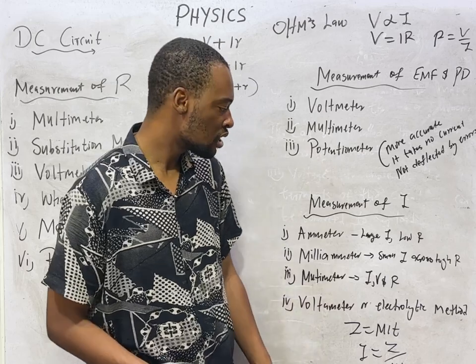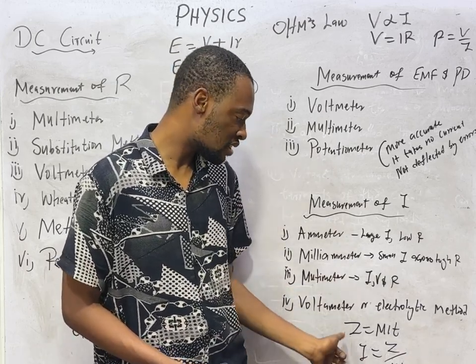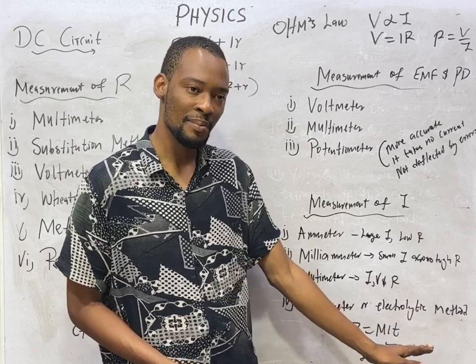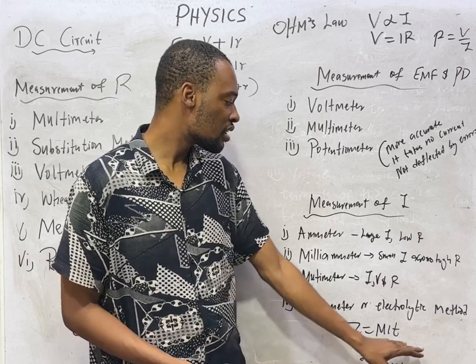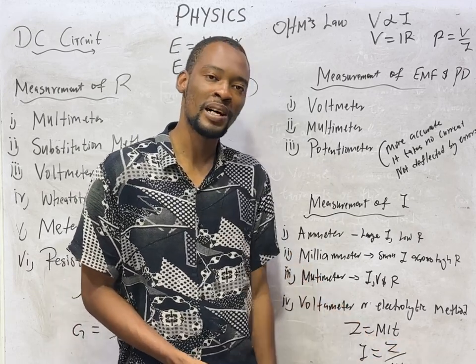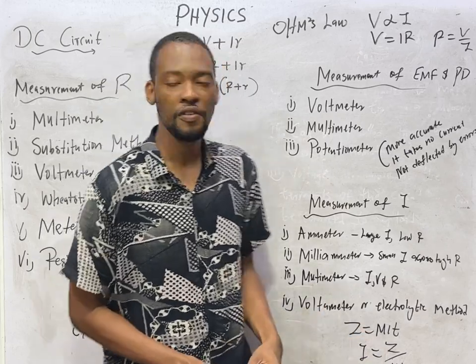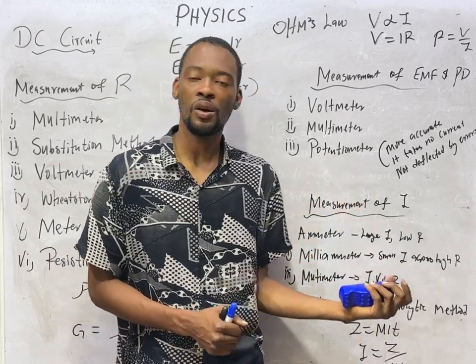Under electricity, we're able to establish that the electrochemical equivalent Z equals m over It, the mass, the current, and time. So if you make current the subject of the formula, you have current equals mass divided by electrochemical equivalent and time. So these are measurements of resistance, EMF, and current.